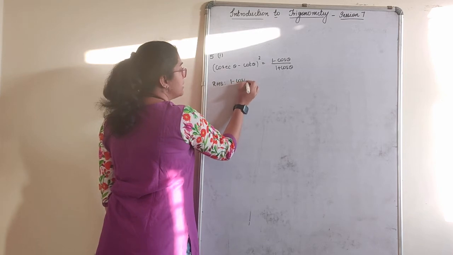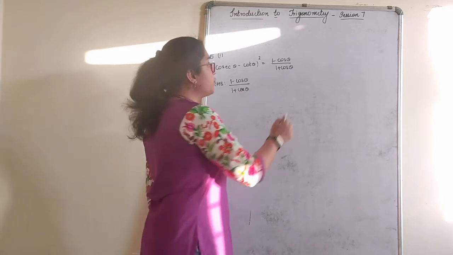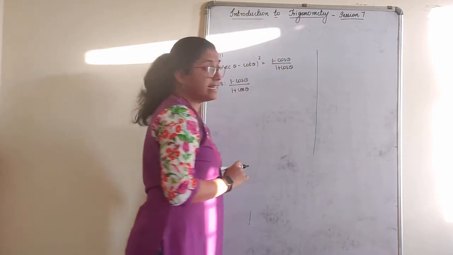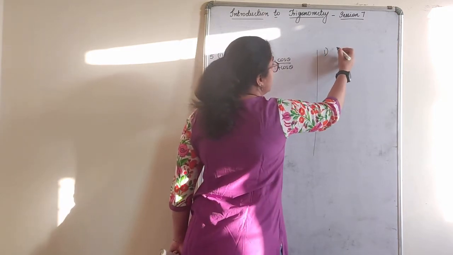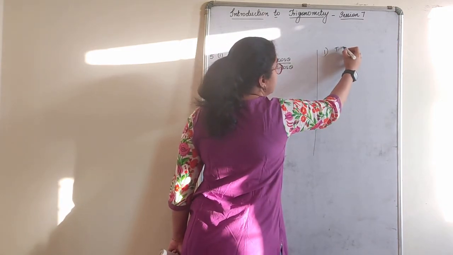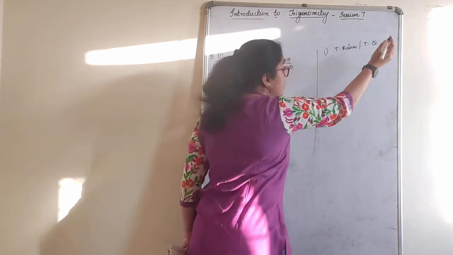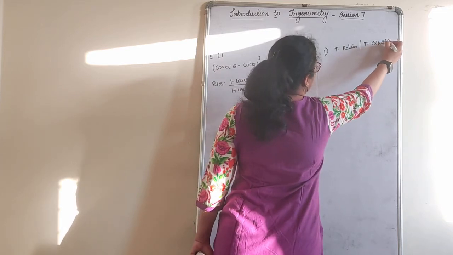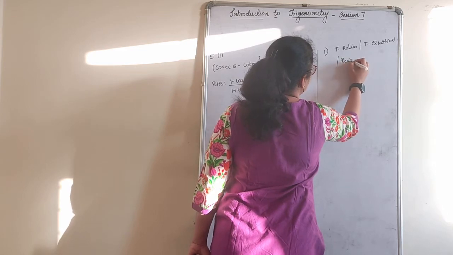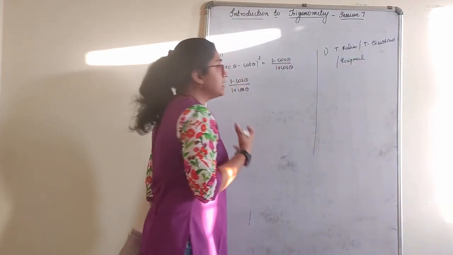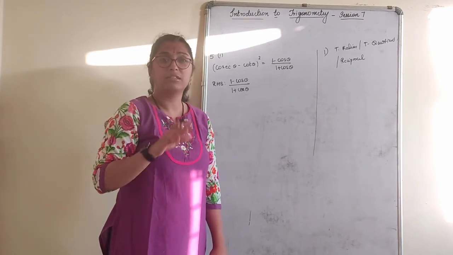1 minus cos theta divided by 1 plus cos theta. Now let me give you a few hints and tricks while solving identities. First and foremost, check whether we can use any t ratios or t quotients. Or we can use reciprocal ratios. These are the three things we check. That is sine by cos, or 1 by sine, 1 by cos, something like that.